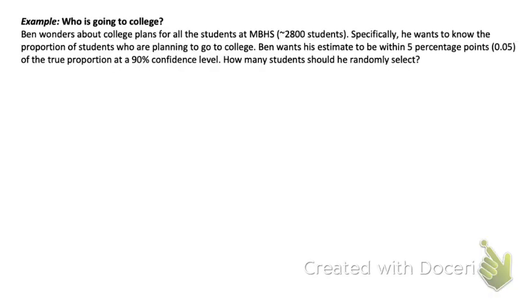Ben wonders about the college plans for all students at McKinney Boyd High School. Specifically, he wants to know the proportion of students that are planning to go to college. Ben wants to estimate to be within 5 percentage points of the true proportion at a 90% confidence level. How many students should he select?